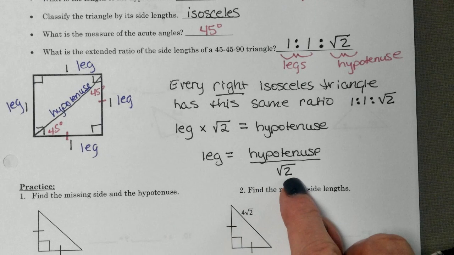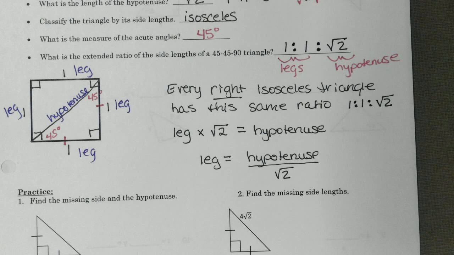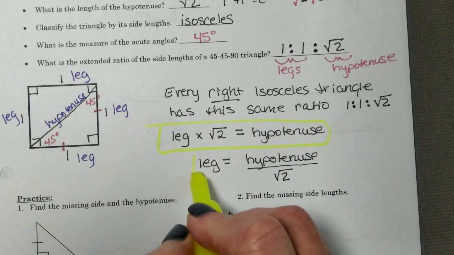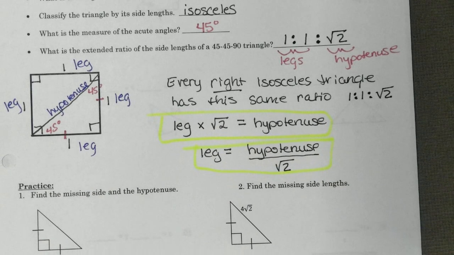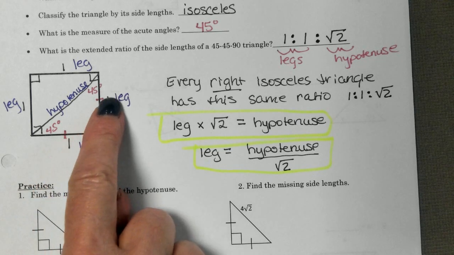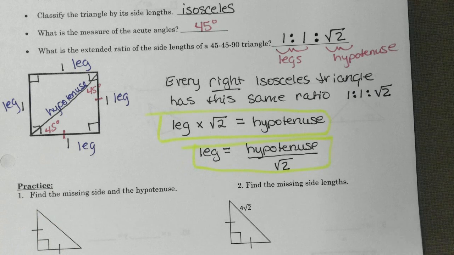And this, folks, is why we practice simplifying radicals, so that we can leave this in exact form. But these are basically the formulas you're going to use. And you will see it is so much quicker than using Pythagorean theorem. But you can only do this if you know that this is a 45, 45, 90 triangle.